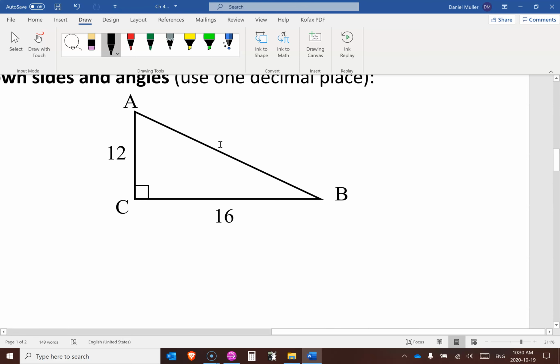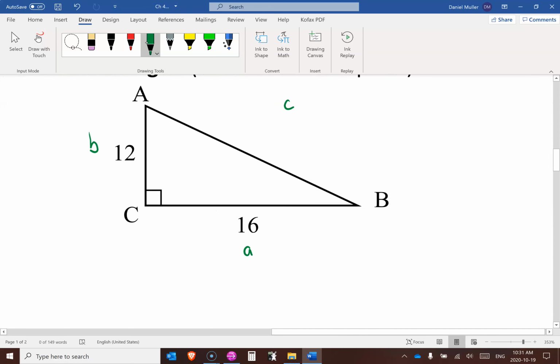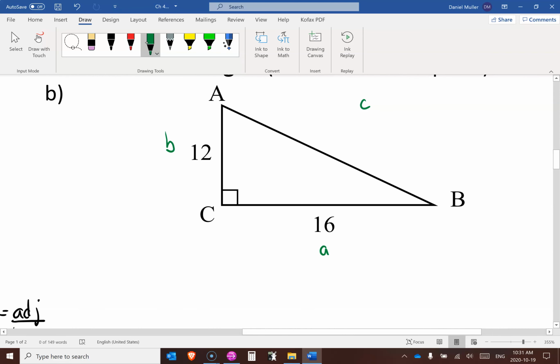Again, no angles are given, so I'm going to have to just do some perspective here. Actually, before I do that, I'll just do some labeling. So this is A, this is C, this is B. Okay. Now, A, B, C, this actually works out for A squared plus B squared equals C squared. If you have two of the sides, you can do that. So we need to find C squared, and that is the hypotenuse.